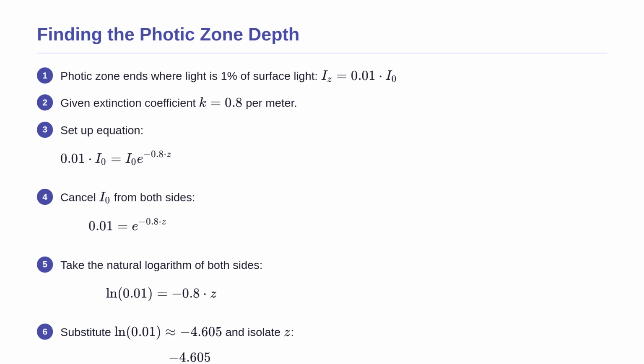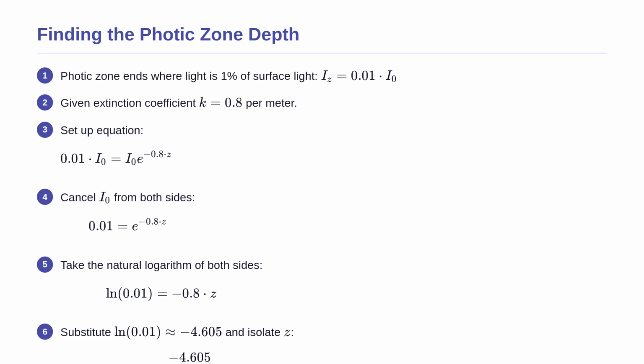Now, let us tackle a different scenario using the same law. In aquatic biology, the bottom of the photic zone is exactly where light falls to 1% of the surface light. Suppose our lake has an extinction coefficient of 0.8. We need to find the exact depth of this zone. We set the depth light to 0.01 times the surface light. Because surface light appears on both sides, we can cancel it out entirely.